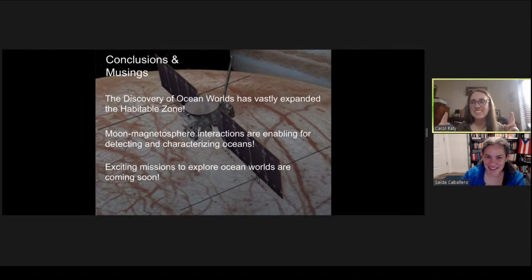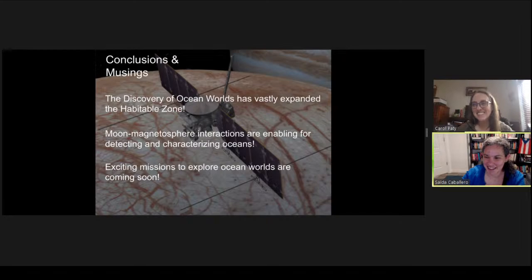Fingers crossed for Trident. Yes. I think it's appropriate that if Triton ends up being an ocean world, it would go great with the theme of Triton and Neptune.